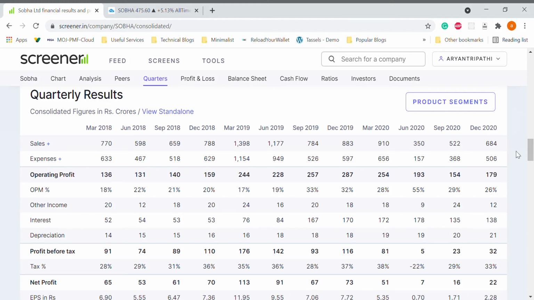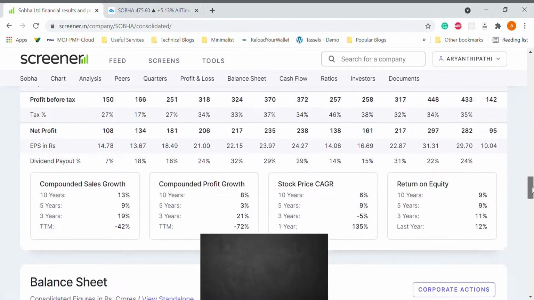Because of this, the sector is going to grow, and Sobha is one of the leaders when it comes to housing. This is the reason this particular stock has picked up today, and we are discussing it right now. So fundamentally, the important point is the sales.